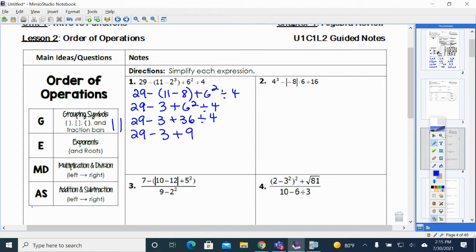And then we can take care of our last step, finally, addition and subtraction, again, moving left to right in the problem. 29 minus 3 is 26. And 26 plus 9 is 35 for my answer.